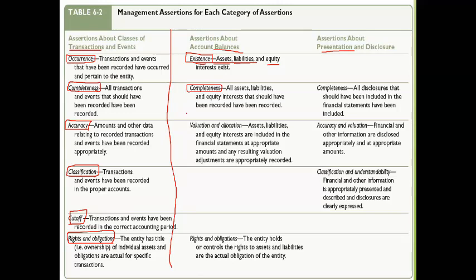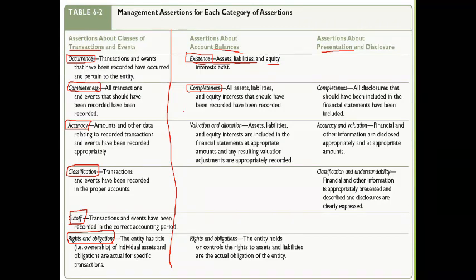All assets, liabilities, and equity interests that should have been recorded have been recorded. For example, I will send to the bank and tell the bank, give me a statement including all the balances of the company. And whenever I receive this statement, I have to make sure that all the amounts that have been mentioned in the statement completely exist in the books of the company.